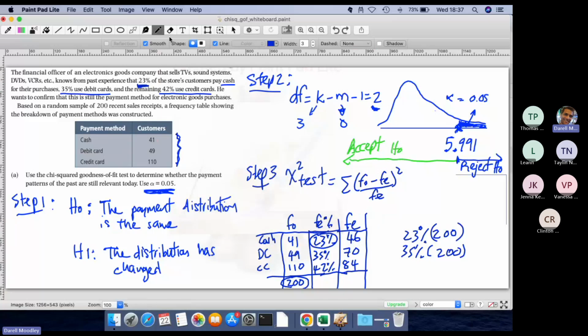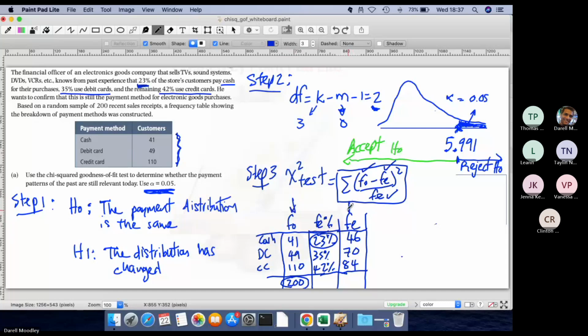Now let's clear this. We've got our F0, we've got our FE. If you look at what we need in this formula, we have everything we need. We have F0, we have FE, and we have FE again. So now we just work out what's in this block of the equation, and we can construct more columns to make it easier, just like how we did last week.